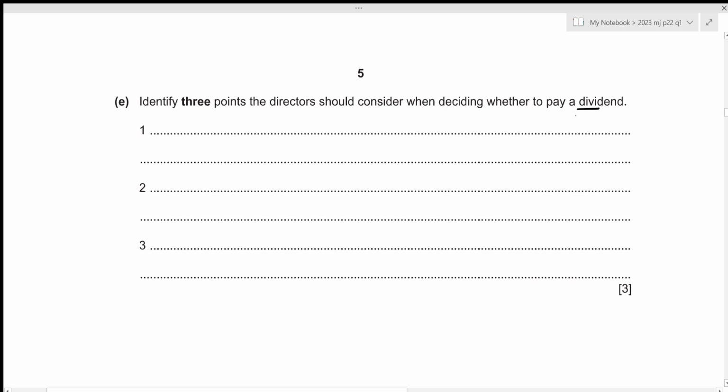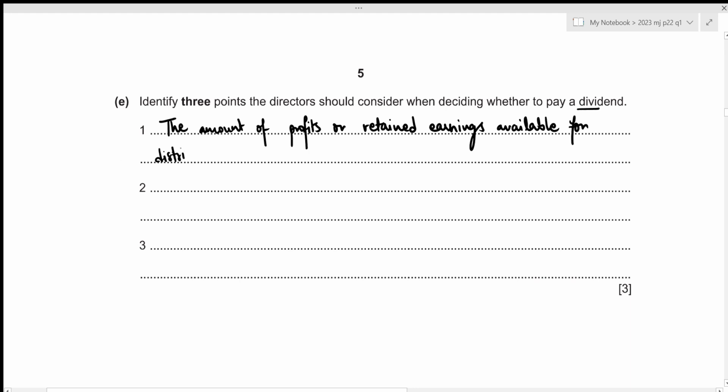So the first thing that the directors need to consider is the amount of profits or retained earnings available for distribution. And this is because the company will only pay dividend if the company has made some profit. If there is loss, then they will be in no position to pay a dividend.